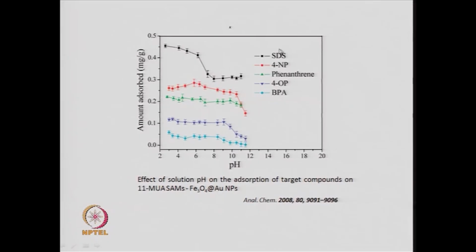So, similar things have been done with other molecules where there is a drop at different pH. For SDS, the pH at which it drops is around 6. For nitrophenol, the drop is around pH 10. So, the drop can vary, but in all these cases it drops after a certain pH, and this is because of the surface charge of the functionalized group, which is generated when you change the pH to a value which is greater than the pKa of the acid group.